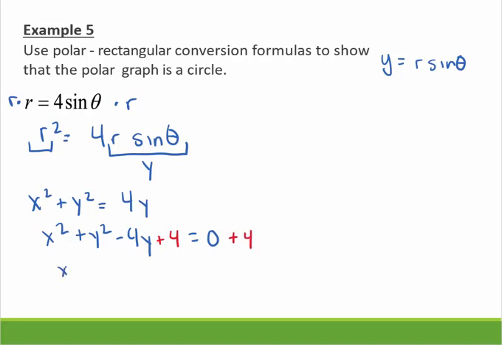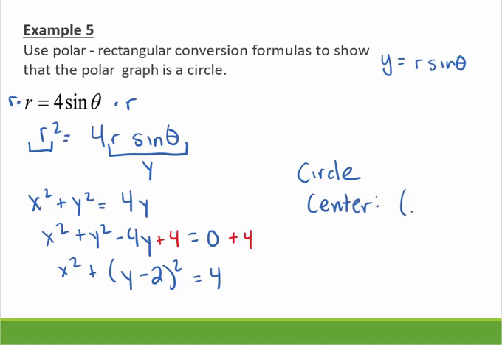So now I get, so now that's a circle with our center at 0, 2, and a radius of 2. Remember 0, 2, square root of that radius.